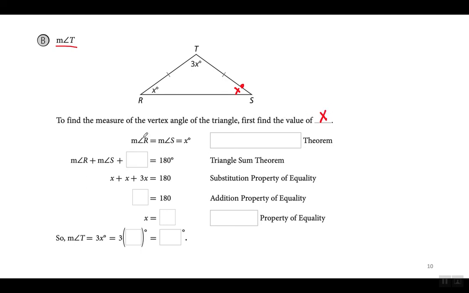So the measure of angle R equals the measure of angle S equals x degrees by the, I'm guessing it's the Isosceles theorem. Isosceles, that's how you spell it.